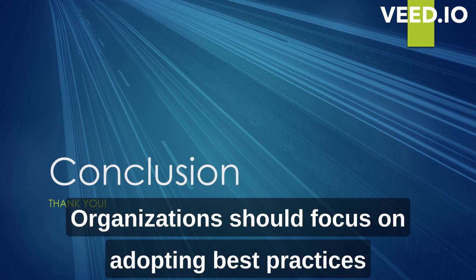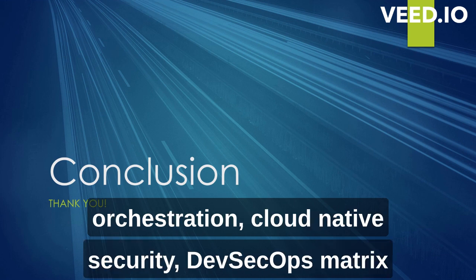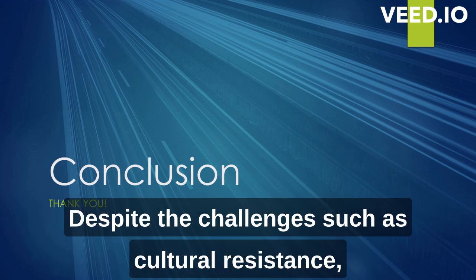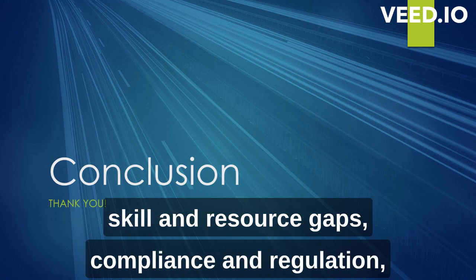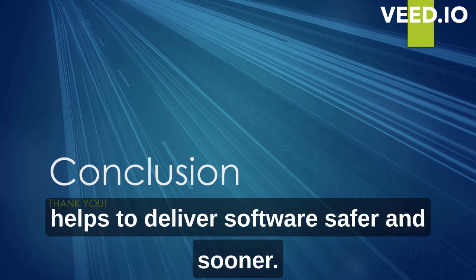Organizations should focus on adopting best practices such as shift-left security, automation and orchestration, cloud-native security, DevSecOps metrics, and a shift to open-source tools. Despite the challenges such as cultural resistance, skill and resource gaps, compliance and regulation, tool integration, and security testing coverage, DevSecOps helps to deliver software safer and sooner.